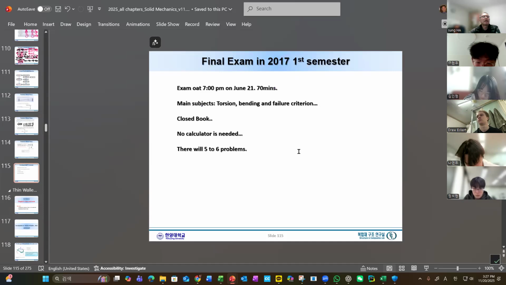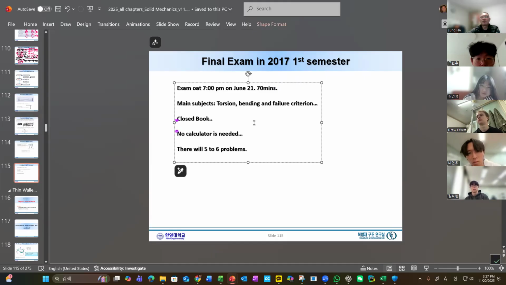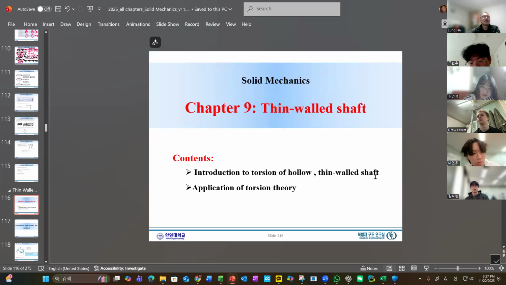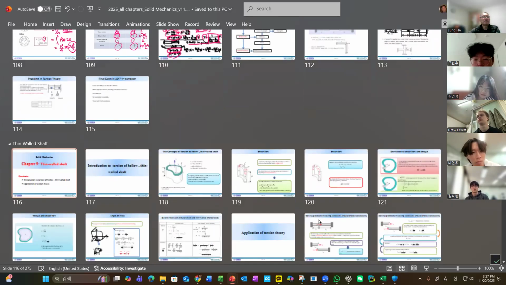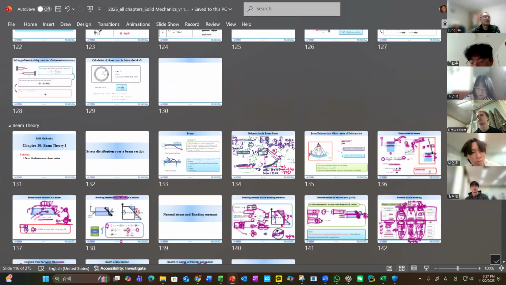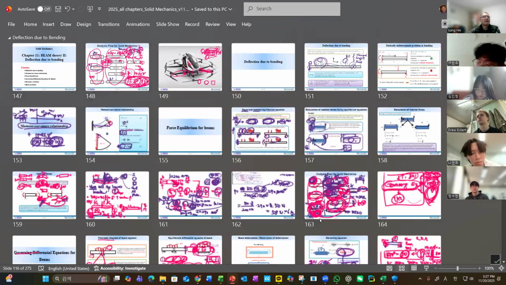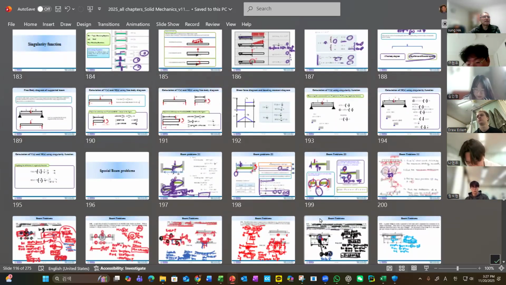Okay, this was the final exam 2017, a long time ago. Sorry, announcement. Like this, and then, well, a long time ago. So the thinner shaft is the extension of the shaft, but I will skip that one. The main concept is exactly the same.